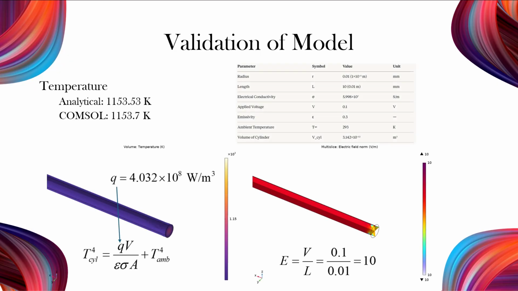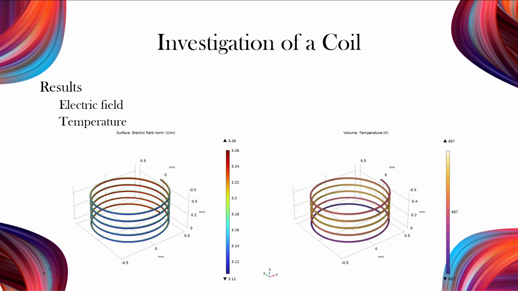The analytical solution is calculated using the material properties listed in the table. The numerical results show excellent agreement with the analytical values for temperature, electric field, and generated power. Next, the straight copper wire is replaced with a helical geometry, and the model is solved again. This allows us to evaluate the electric field and temperature distribution in a more complex configuration.